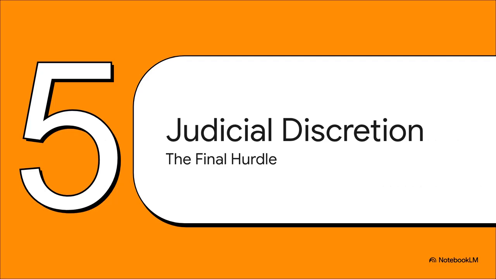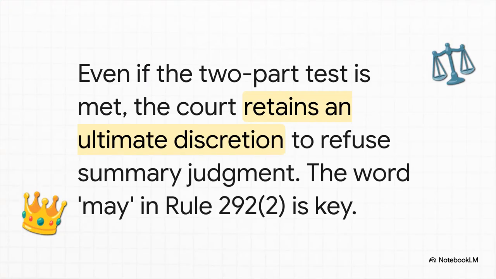And finally, let's talk about the final hurdle. Even if you, as the plaintiff, have a rock-solid case and you believe you've satisfied that two-part test perfectly, there is one last very powerful factor you must always consider. This is a vital takeaway for your exams, and it was established in huge cases like Wilmot v. McLee. Look at the wording in Rule 292, Subrule 2. It says the court may give judgment. That single word, it's everything. It means that even if you satisfy both parts of the test, the judge retains an ultimate discretion to just say no and let the case proceed to trial if it's in the interests of justice.